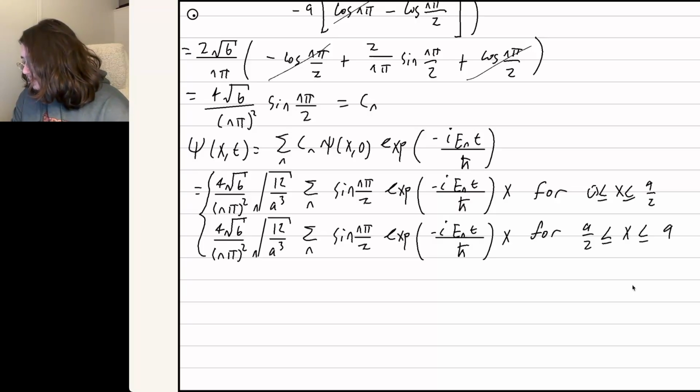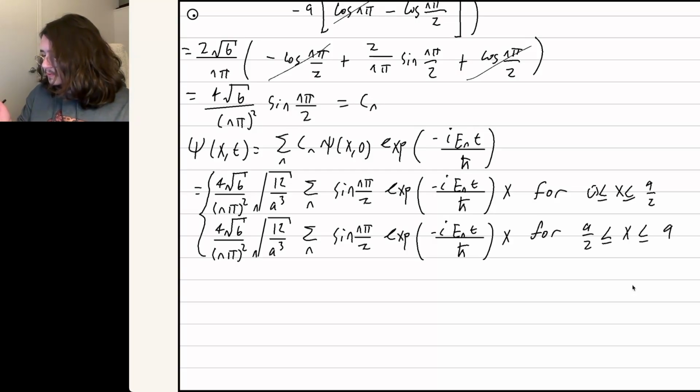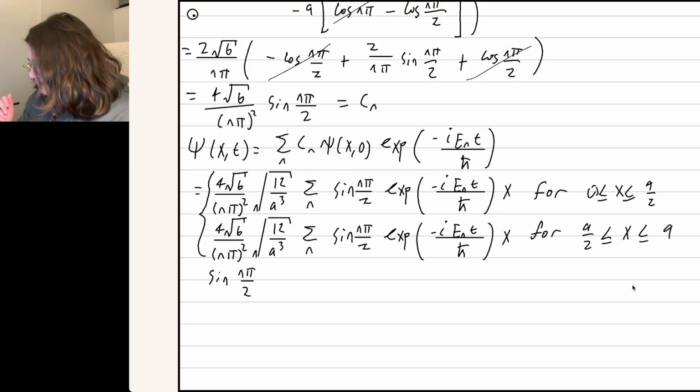We can simplify and plug in some definitions of these functions. So sine n pi over 2 happens to have a couple of different values.